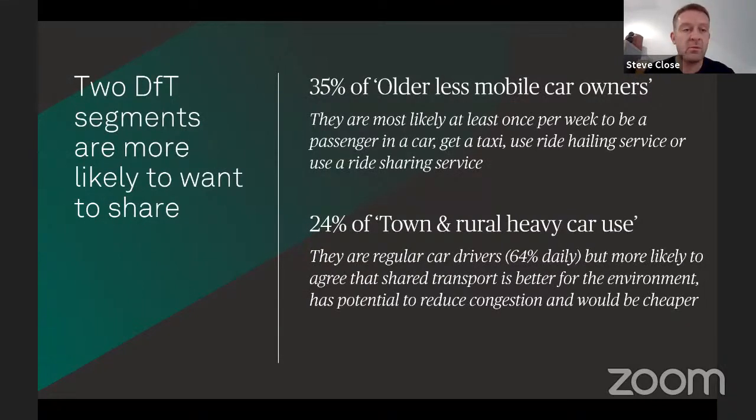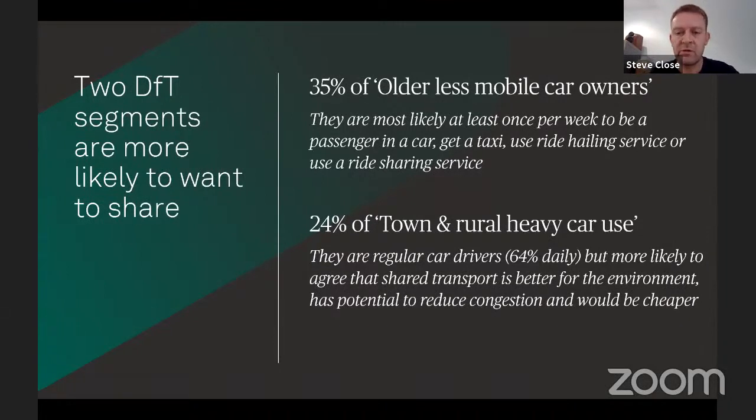As part of the survey, we were also able to use an existing Department for Transport segmentation, which was developed from the National Travel Survey, I believe. So we appended those segment allocations to the respondents in this survey. We could see that two segments said they were more likely to share, the first being older, less mobile car drivers. This group were probably more likely to agree because they're more likely to share transport at the moment, be a passenger in the car or taxi or use ride hailing, typically because they had mobility issues themselves.